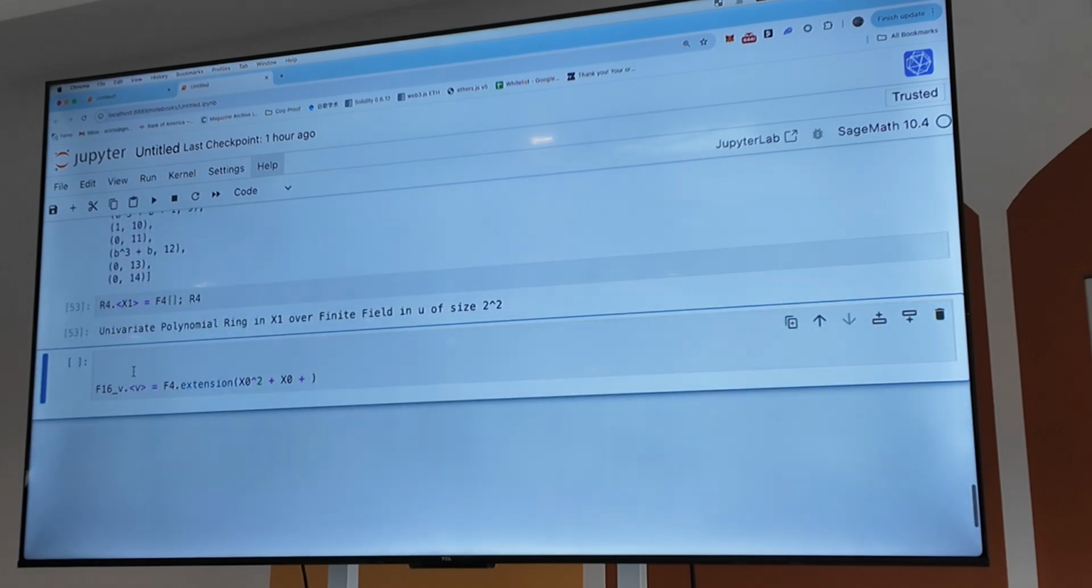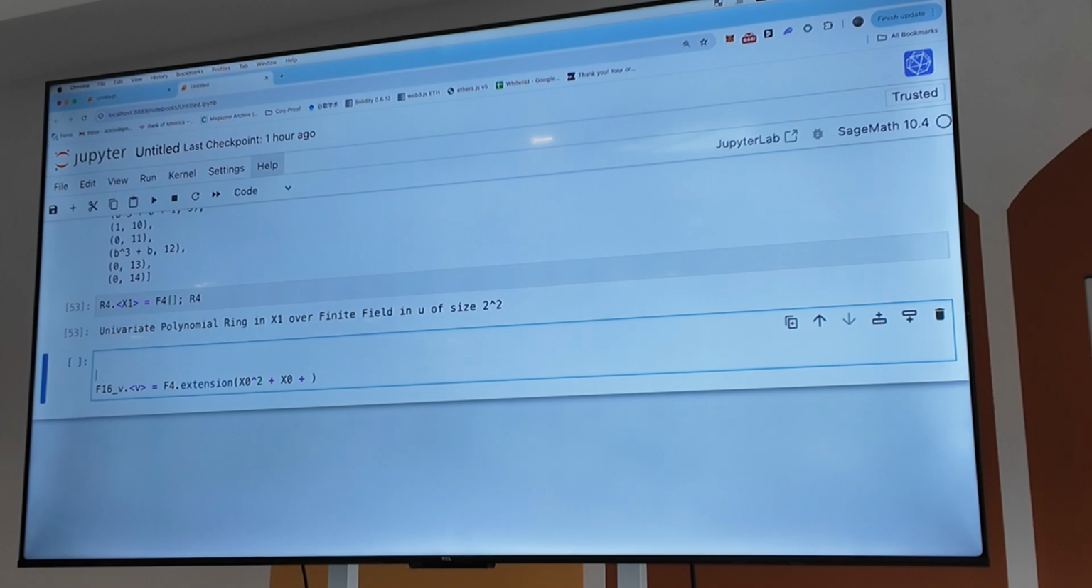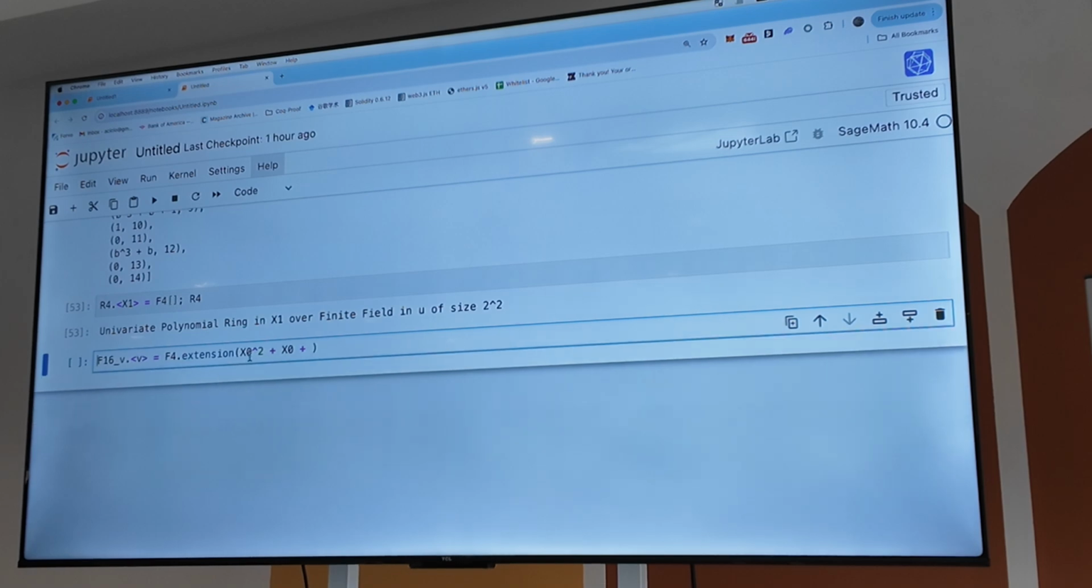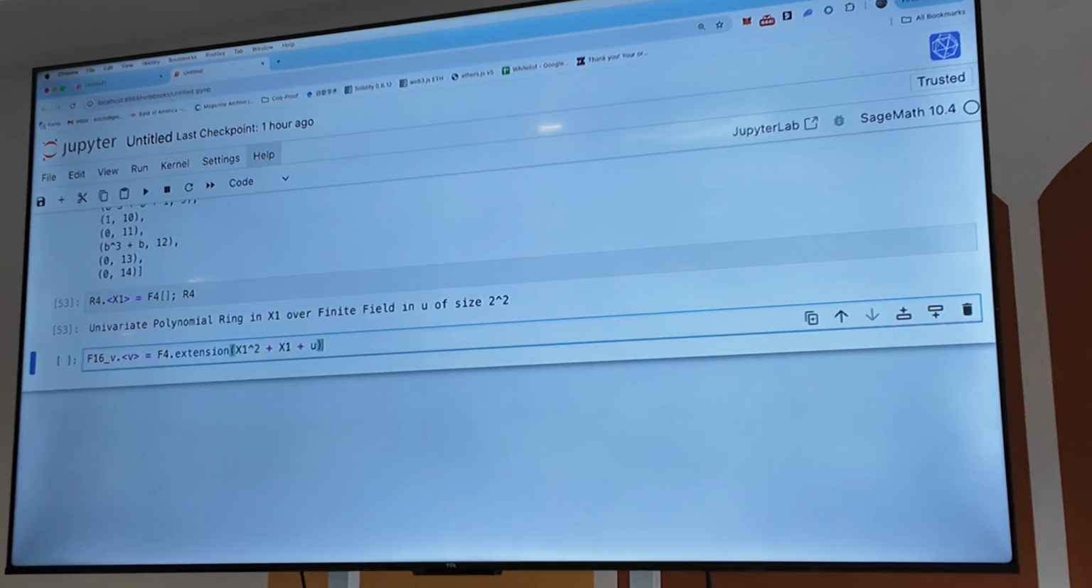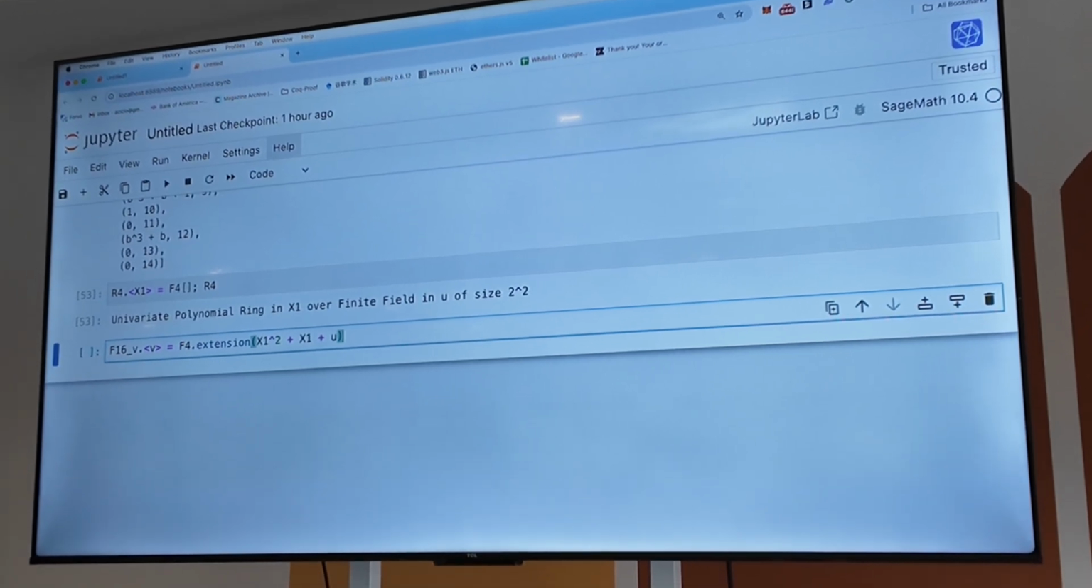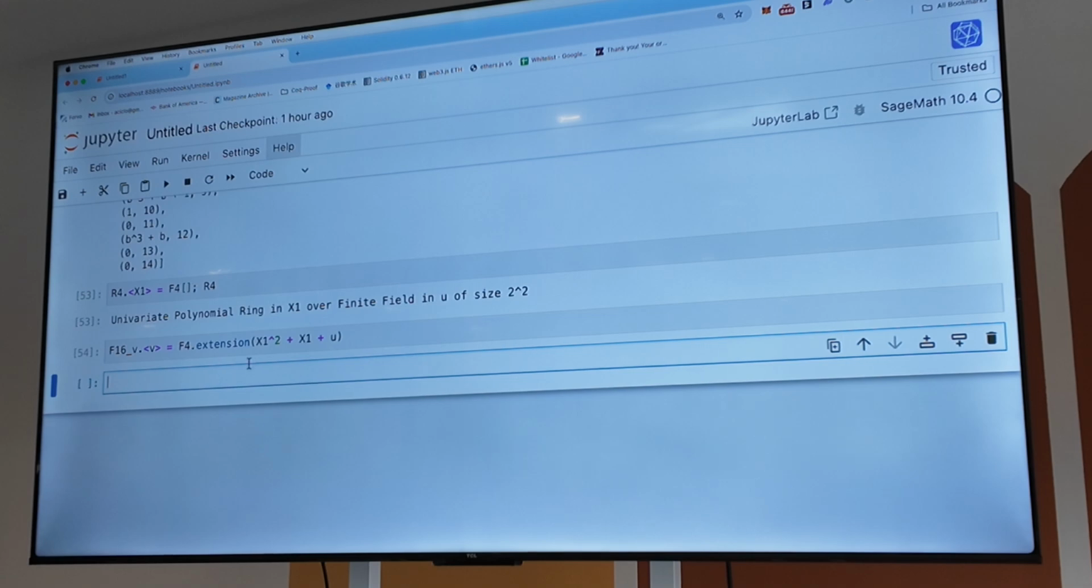And then x1 squared plus x1 plus u. Okay, this is a way different from the extension method from the Binius paper, but actually they are almost the same. I think Binius is compatible with this extension field, another F16.